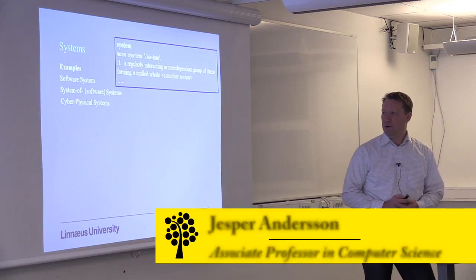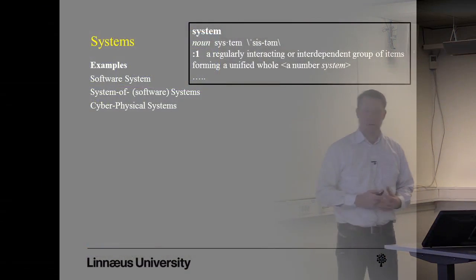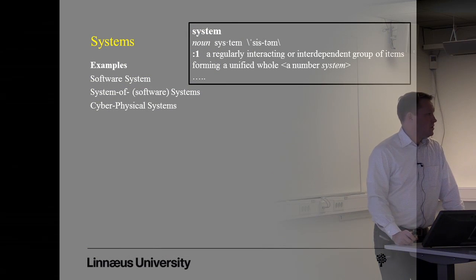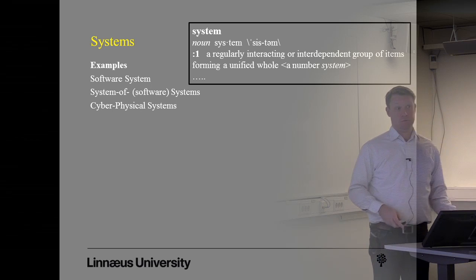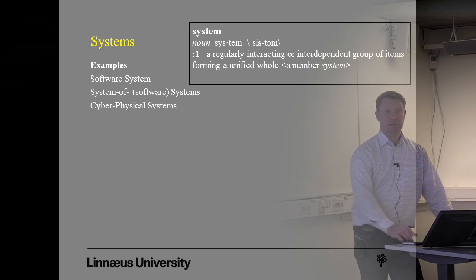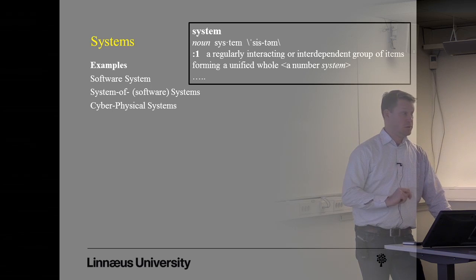Some examples. We're dealing with software systems here, and it's obvious that in a software system we have a regularly interacting and independent group of items. We can have different objects, different subroutines, etc. The systems we're dealing with in this class are pretty special in some aspects. What's even more interesting is that we can combine software systems into systems of several software systems. We see that today when we constantly access other systems using, for instance, mobile phones or computers, like a web browser that connects to a web server. That is, in fact, two systems that interact.